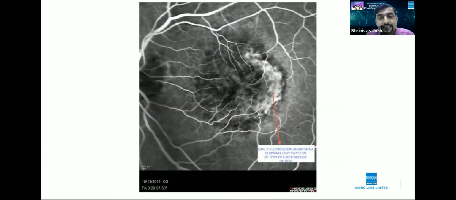Now, coming to the CNVM. So how do you classify CNVM? CNVM is classified as predominantly classic, minimally classic, occult CNVM. This is the fluorescein angiographic classification of CNVM, right? So this is the first thing you can see here. The arteries are already filled. The veins are already filled. So this is the case of mid venous phase where you can see there is some hyperfluorescence in here, which is appearing in a lacy pattern.